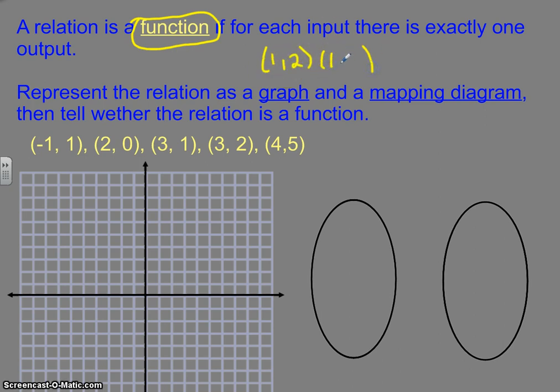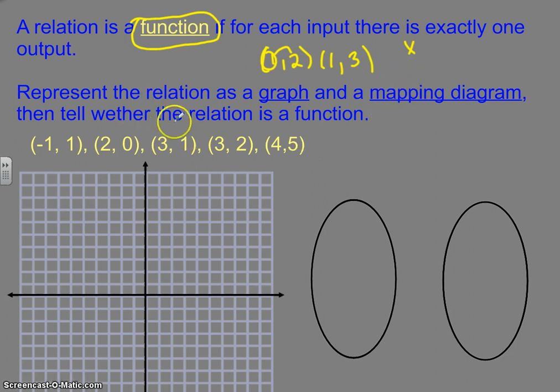But if I've got another input of 1, but it gives me a different answer or a different y value, this is not a function. So I can't have 1 paired with 2 and then 1 paired with another number. For each x value, I need to have exactly one y value. I can't have an x value paired with one number and then the same x value paired with another number. So for a function, for each input, there's exactly one output. In other words, for each x value, there's only one y value.